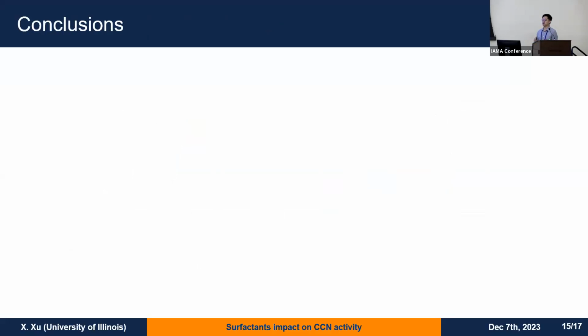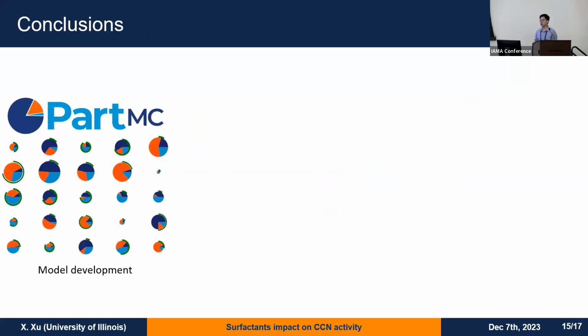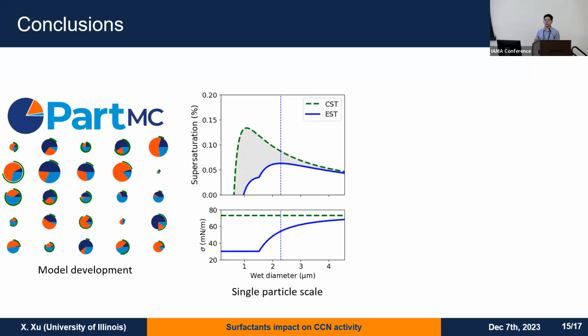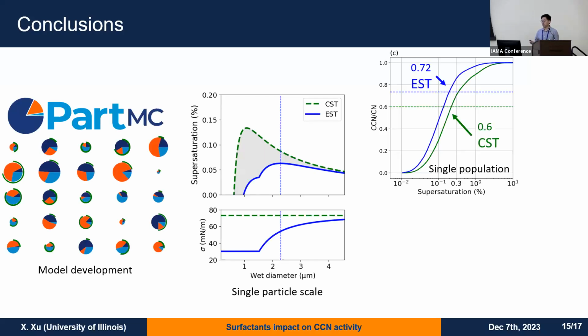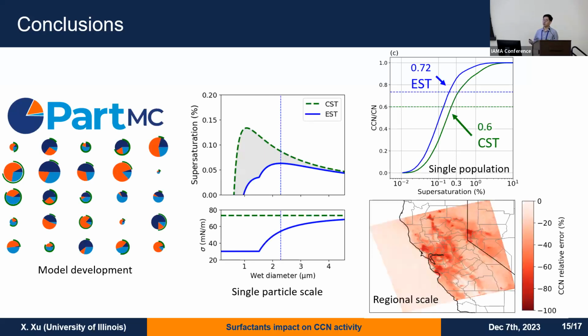So we can just go through the summary quickly. We want to study the impact of surfactants on CCN. Here we find the method, we implement it into our model, and we quantify the impact of the surfactants on CCN from the single particle scale to the population level, and lastly to the regional scale.